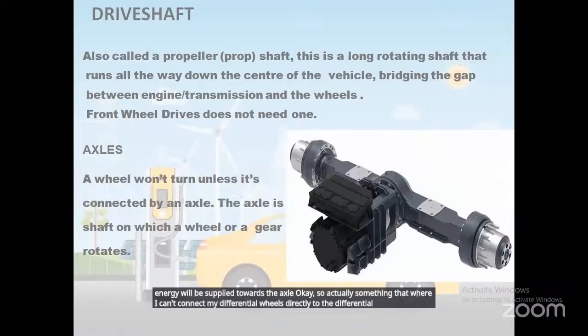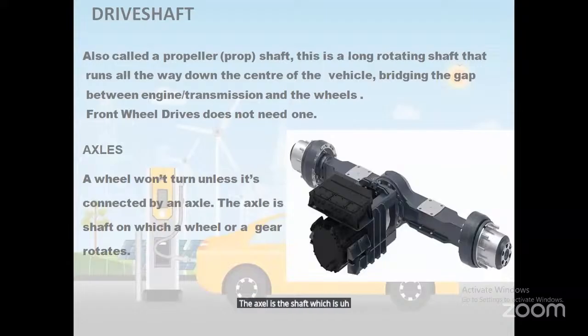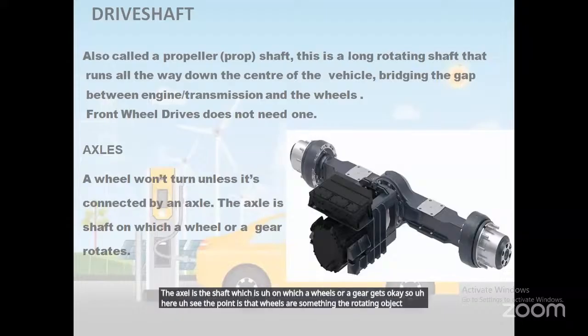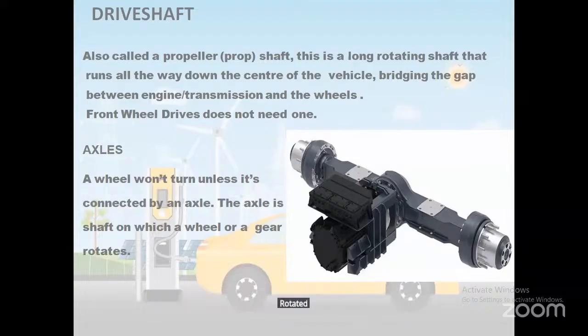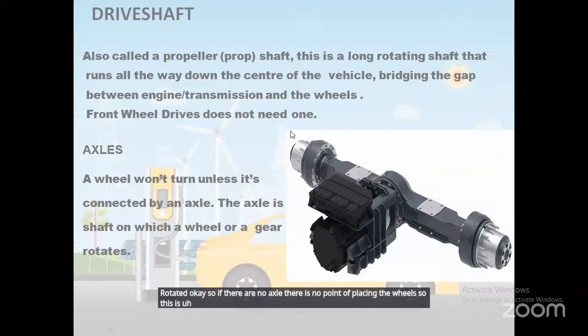A wheel won't turn until it is connected to the axle. The axle is the shaft on which wheels or a gear rotate. The wheels are rotating objects, and for their rotation there should be another rotating object. Whenever the axle shaft is rotating, only then will the wheels rotate. If there is no axle, there is no point in placing the wheels. So this is the use of your axle.